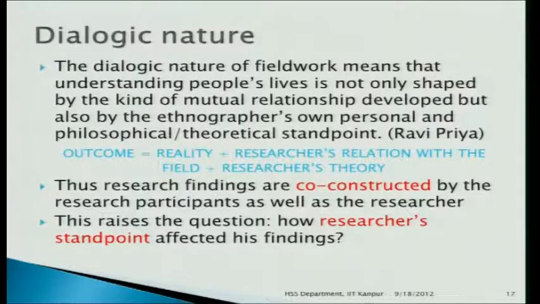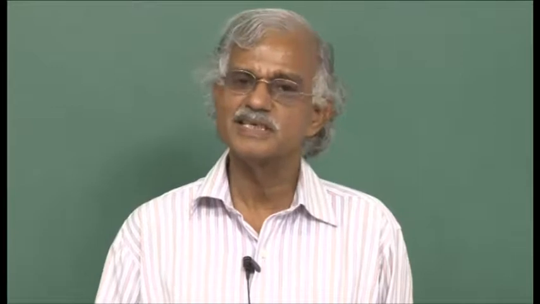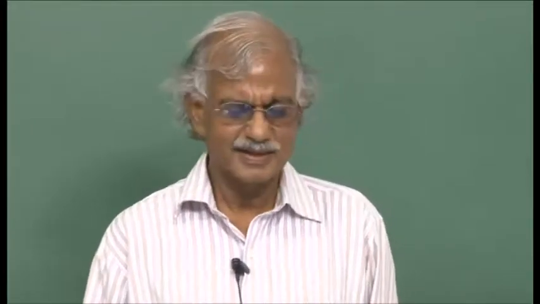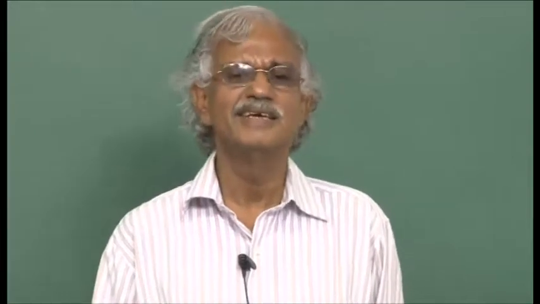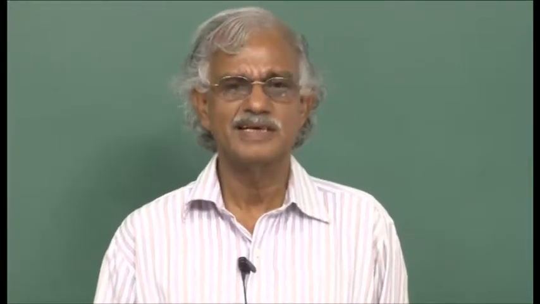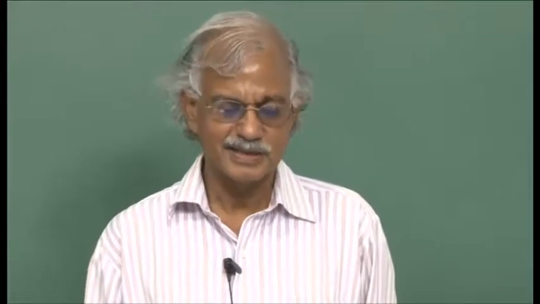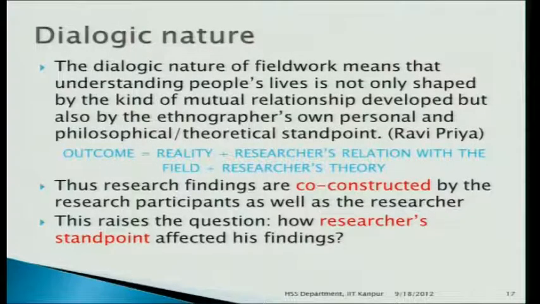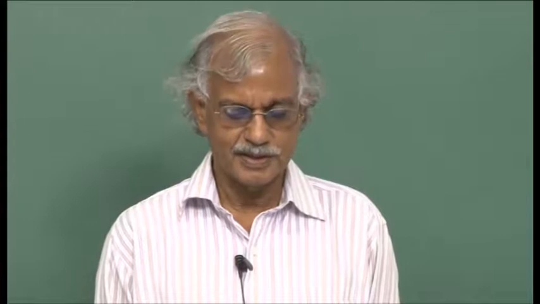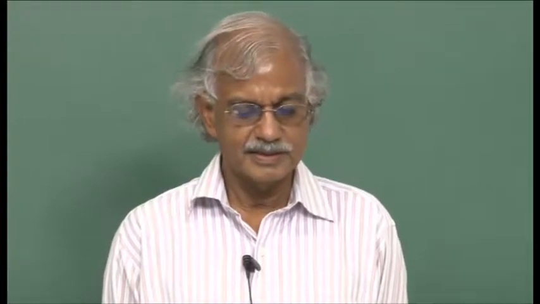Now, I can say that the outcome of ethnographic research depends on three things: reality, whatever the reality is. Last time I said that reality may be seen in a naturalistic framework, it may also be seen in a constructivist framework, but whatever it is, there is a reality. Then the researcher's relation with the field, plus the researcher's own idea of reality or the researcher's theory. Thus, research findings are co-constructed by the research participants as well as the researchers. So, unlike the positivistic assumption that research outcomes are objective, value neutral, dispassionate, ethnography would say that the ethnographic outcome is co-constructed.